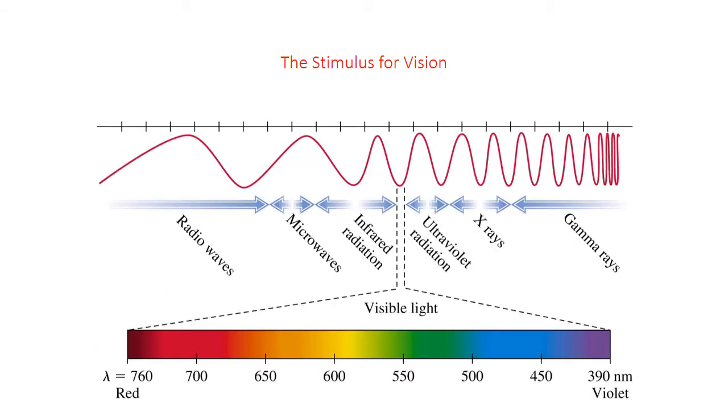The stimulus for vision is this very narrow band of electromagnetic radiation we call visible light. It spans from about 390 nanometers, which corresponds to violet, all the way to 760 nanometers, which corresponds to red. We are not able to detect infrared radiation or UV light very well using photoreceptors, although some animals can detect these other types of electromagnetic radiation.